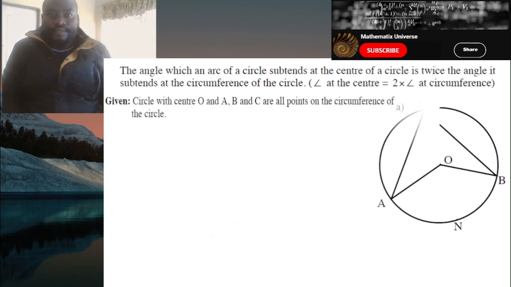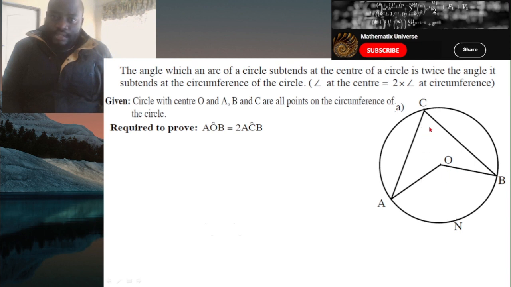Okay, so we're given a circle with center O. A, B, and C are all points on the circumference of the circle. We are required to prove that AOB, this angle here, is 2 times ACB, which is this angle up here. So this is the angle at the center. That one is the angle at the circumference, and they're both subtended by the same arc AB.